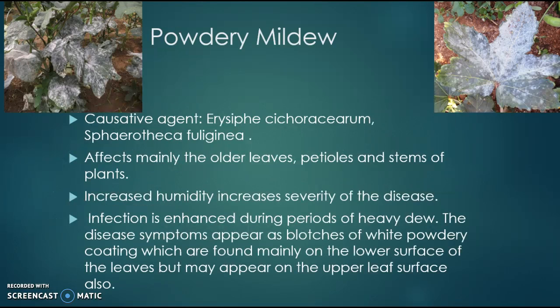Powdery mildew. This affects mainly the older leaves, petioles, and stems of plants. Increased humidity increases severity of the disease. Infection is enhanced during periods of heavy dew. The disease symptoms appear as blotches of a white powdery coating which are found mainly on the lower surface of the leaves but may appear on the upper surface also.